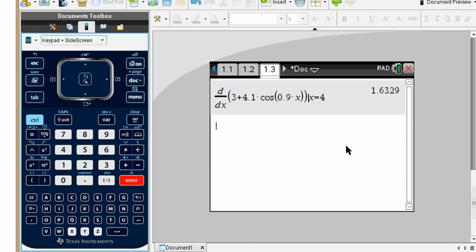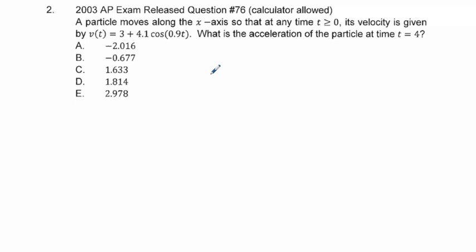We get 1.6329, which is certainly going to be closest to answer choice C.